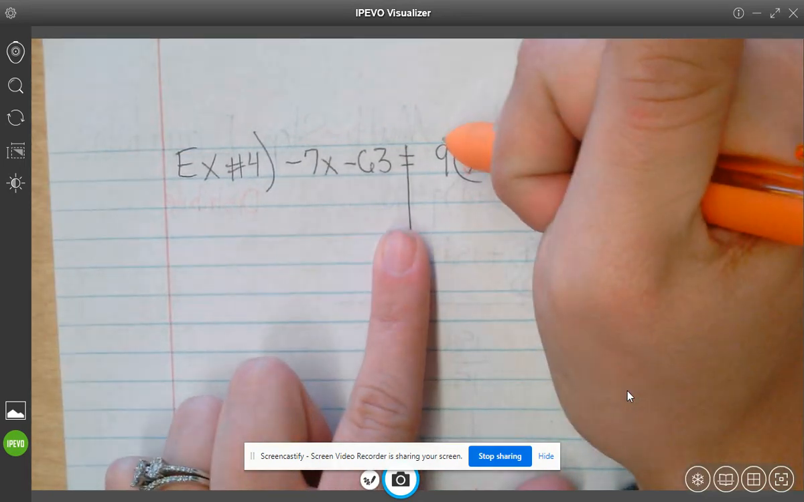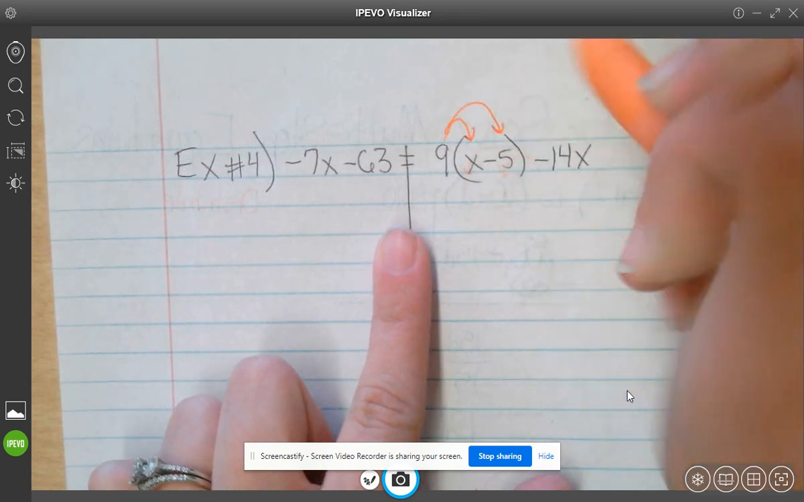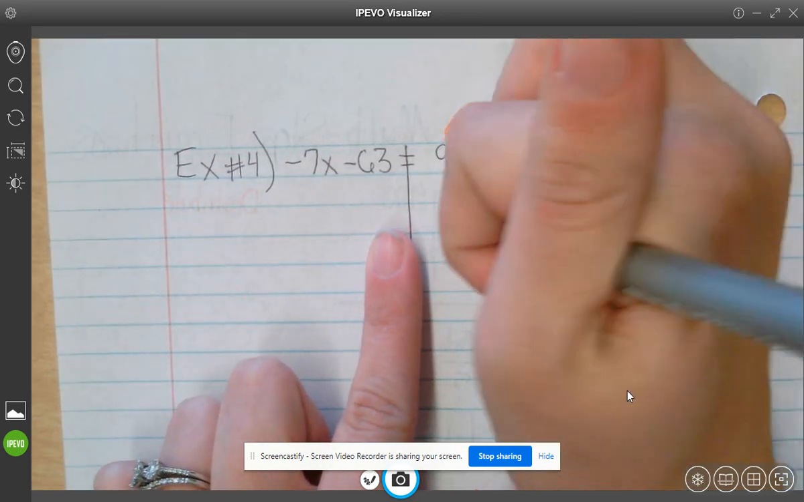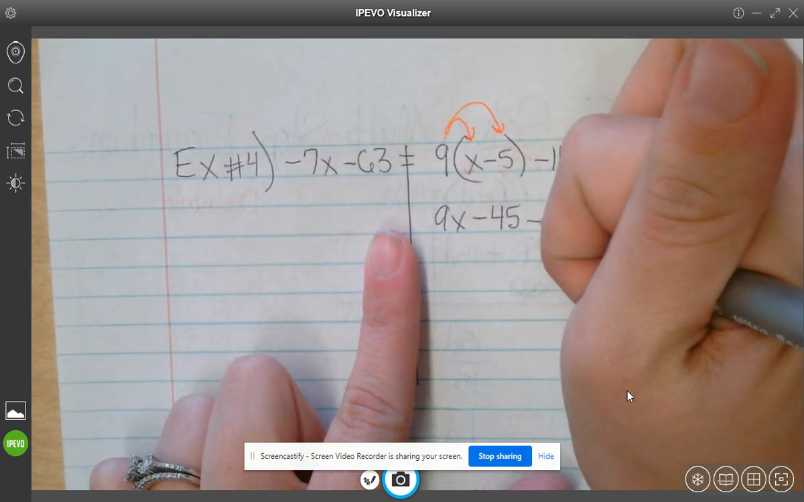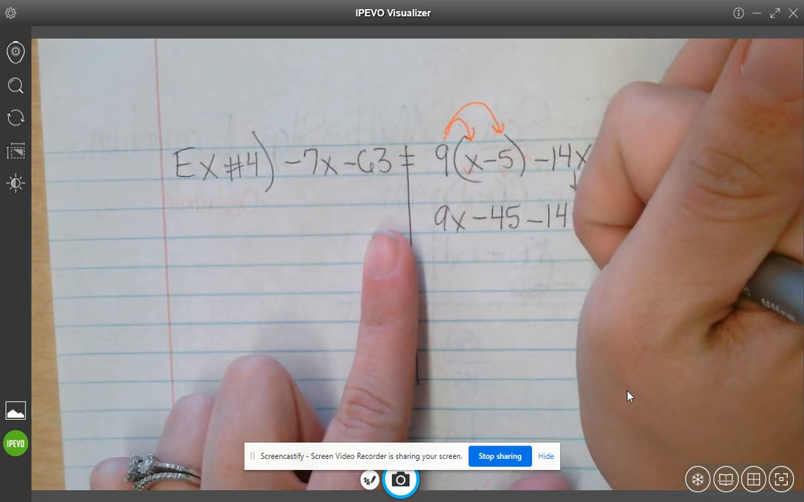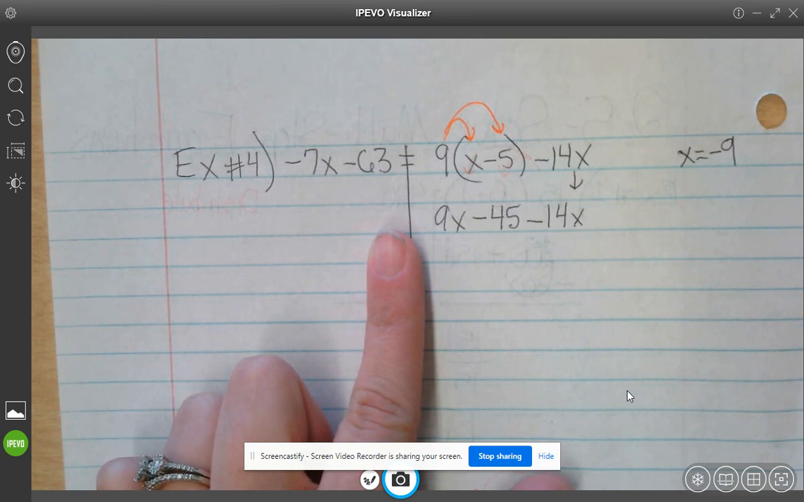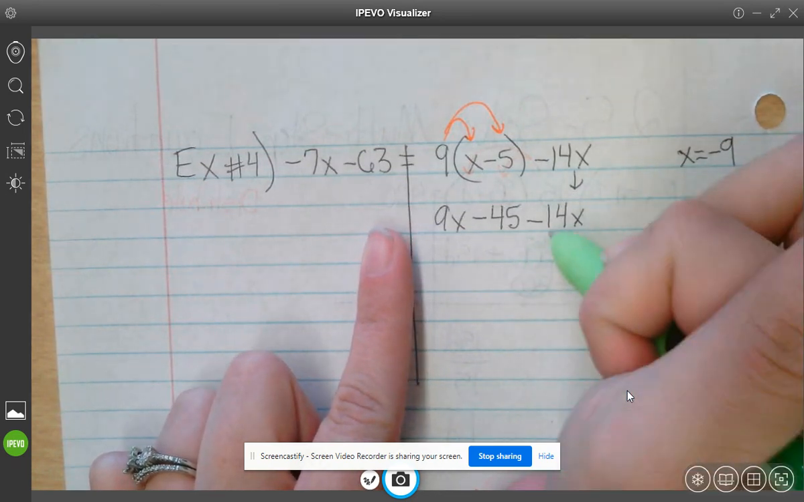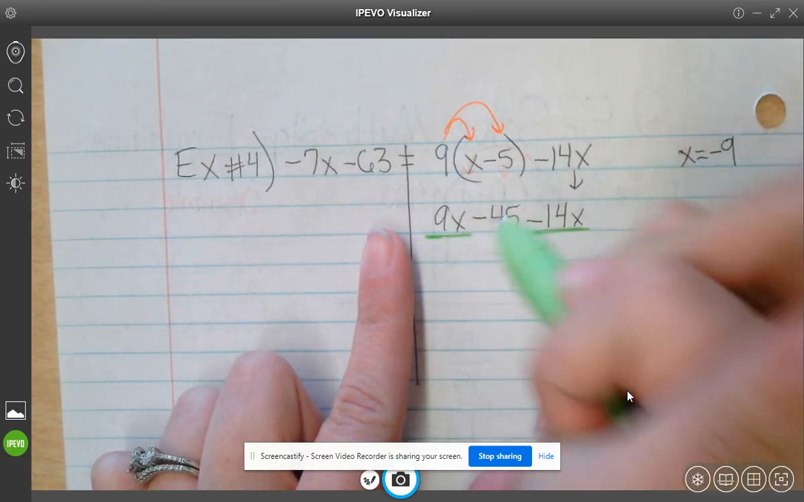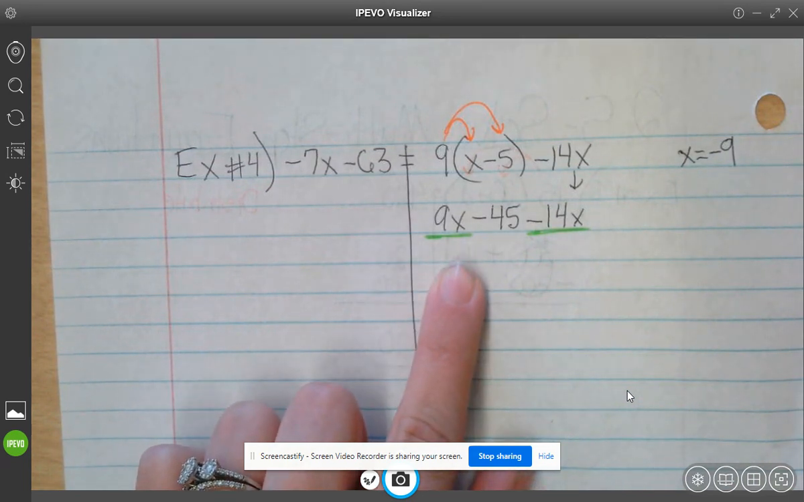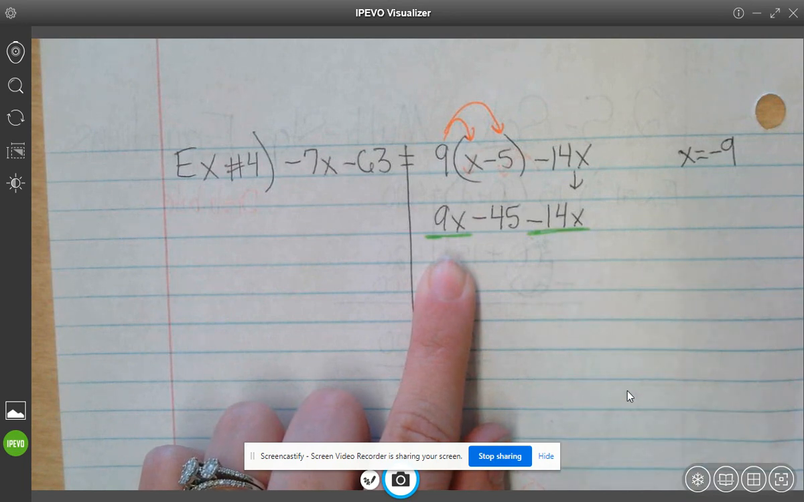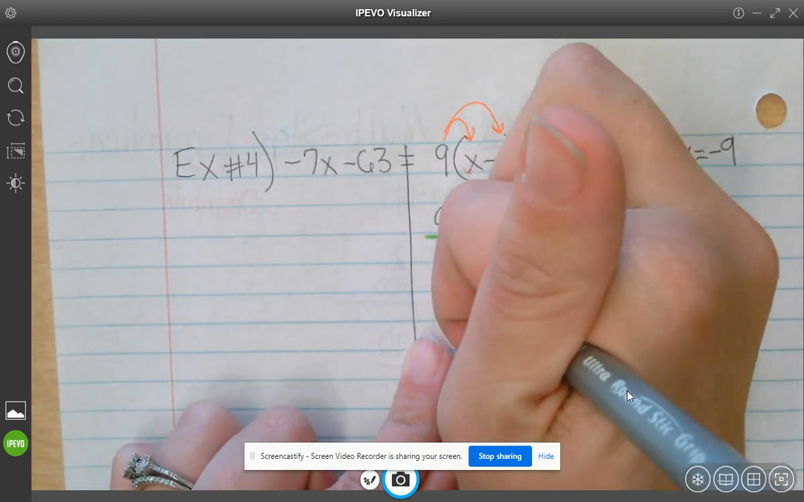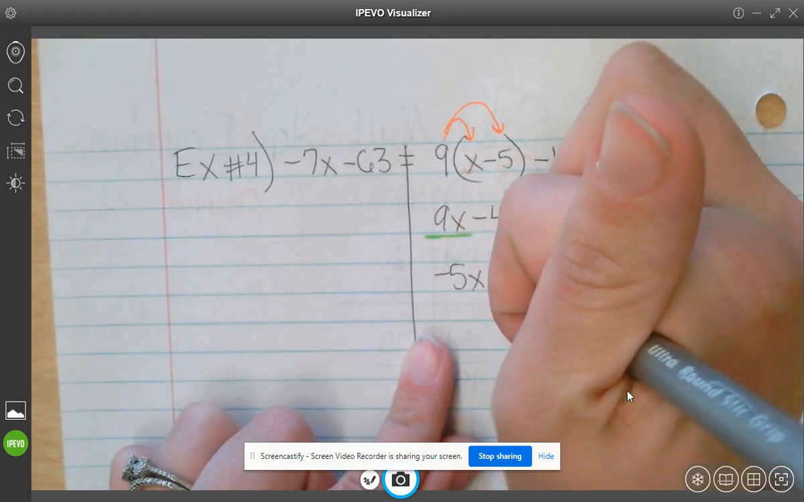So just follow along. The first thing you should have done is distribute. So that's going to be 9x minus 45. And then I'm just dropping this straight down. From here, I'm going to combine my like terms. So I have an x and another x. So if you just type straight into your calculator 9 minus 14, that gives you a negative 5x. And then I'd bring my number down.